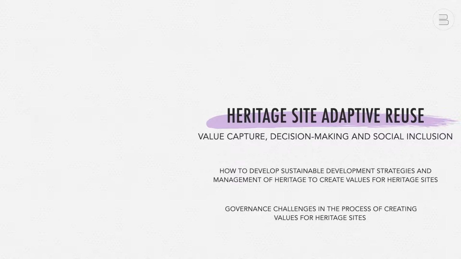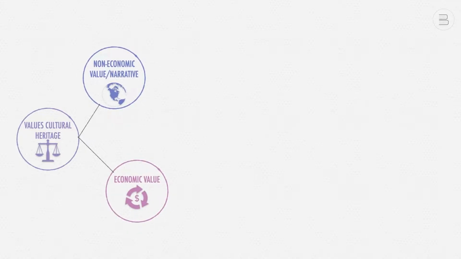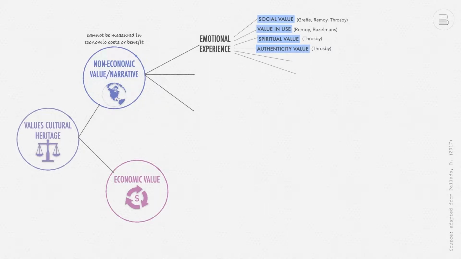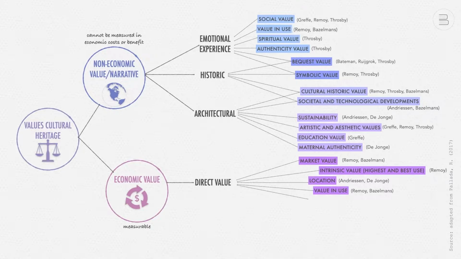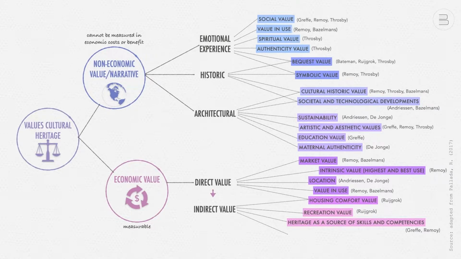Heritage value can be defined as economic measurable value and non-economic narrative value. Non-economic value is value that cannot be measured in economic costs or benefits, like emotional or experience value, historic value, and architectural value. Economic measurable value refers to direct and indirect value related to, for instance, use, comfort, and recreation value, and the induced value for surrounding properties.